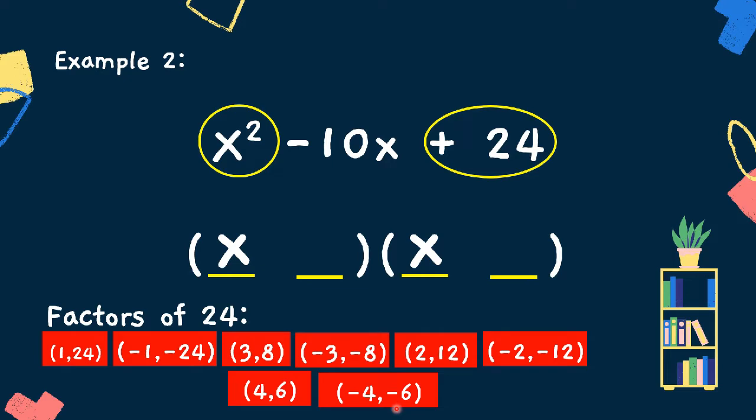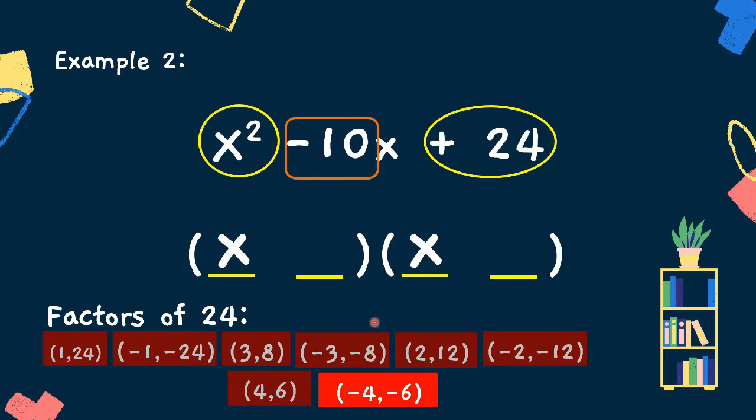After identifying the factors of our third term, which is positive 24, we will choose among these factors which of them will give us the sum of the middle term, which is negative 10.